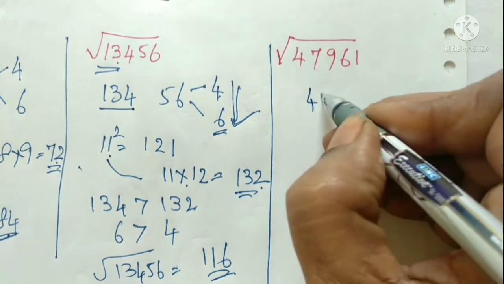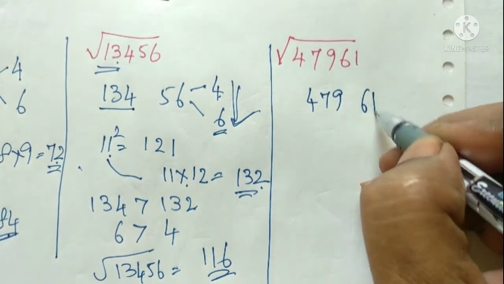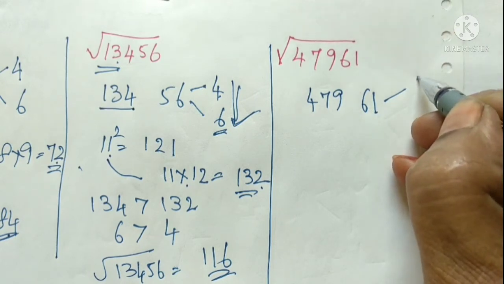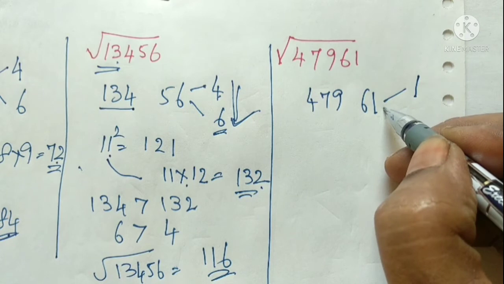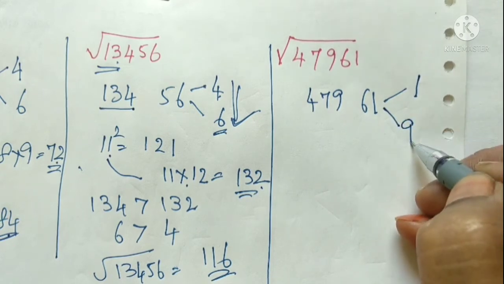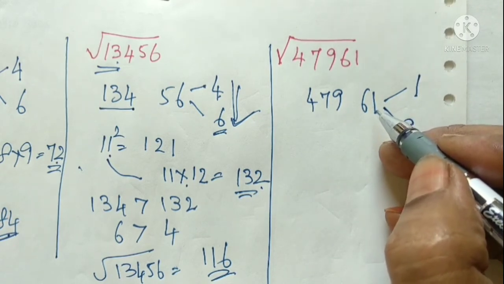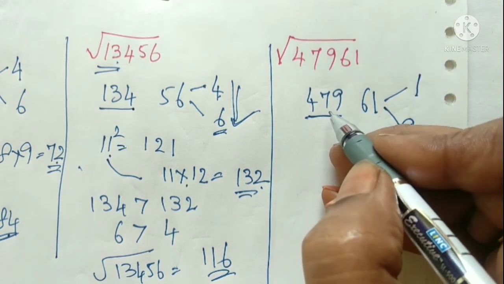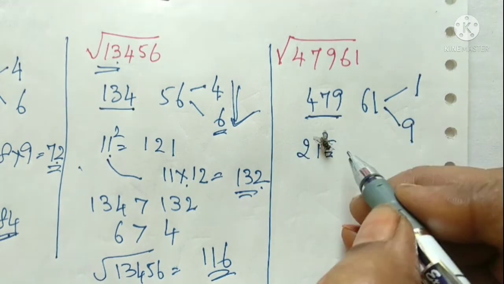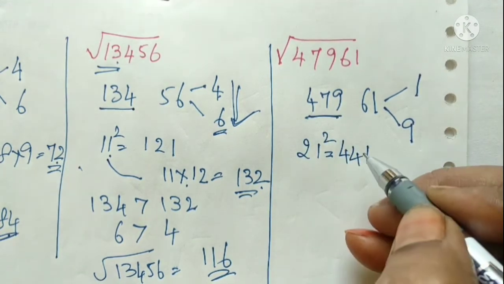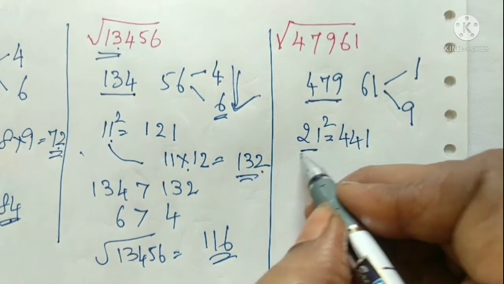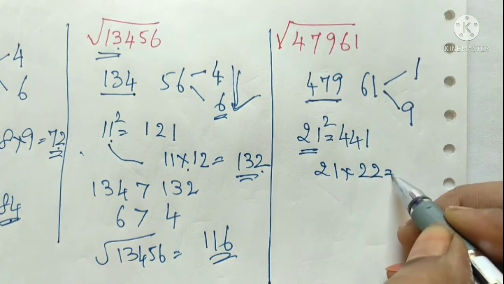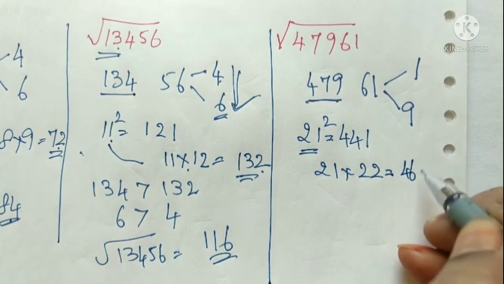Let us consider another example. 47,961. The first part is 479 and the second part is 61. In the units place we have 1, means 1 square is 1 and 9 square is 81. Now the first part 479. The perfect square just below 479 is equal to 441. Now 21 is to be multiplied by its next number, 21 multiplied by 22, now it is 462.